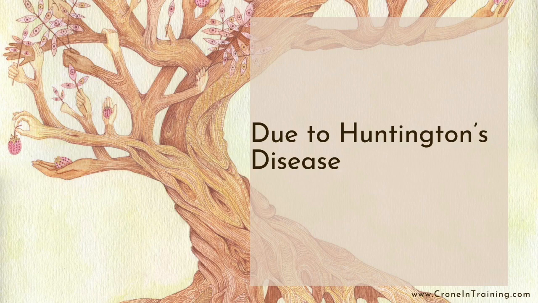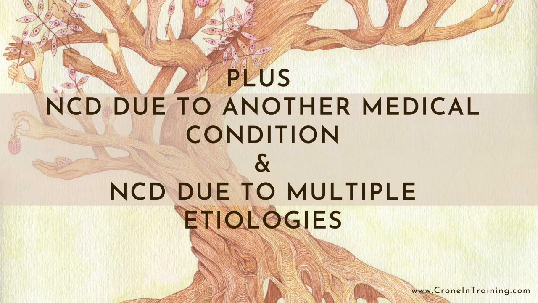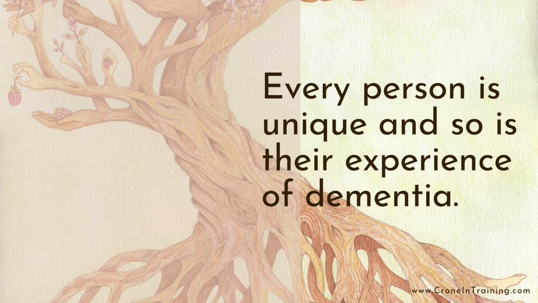In addition to these 10 types, there are also diagnoses of neurocognitive disorder due to another medical condition, as well as neurocognitive disorder due to multiple etiologies, meaning that more than one of these types are present at the same time. Remember, every person is unique, and so is their experience of dementia. Understanding these broad categories can help us share experiences and find helpful resources.